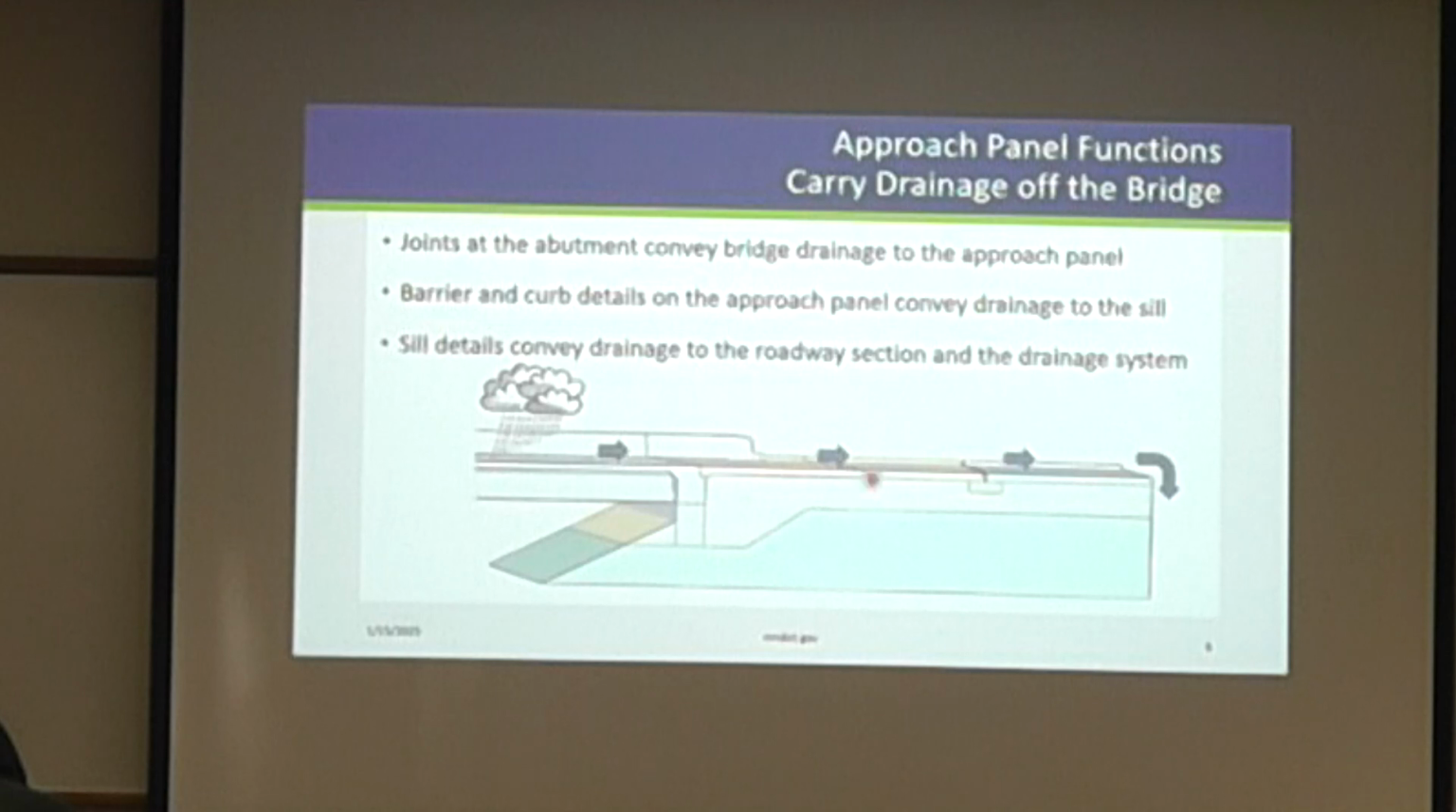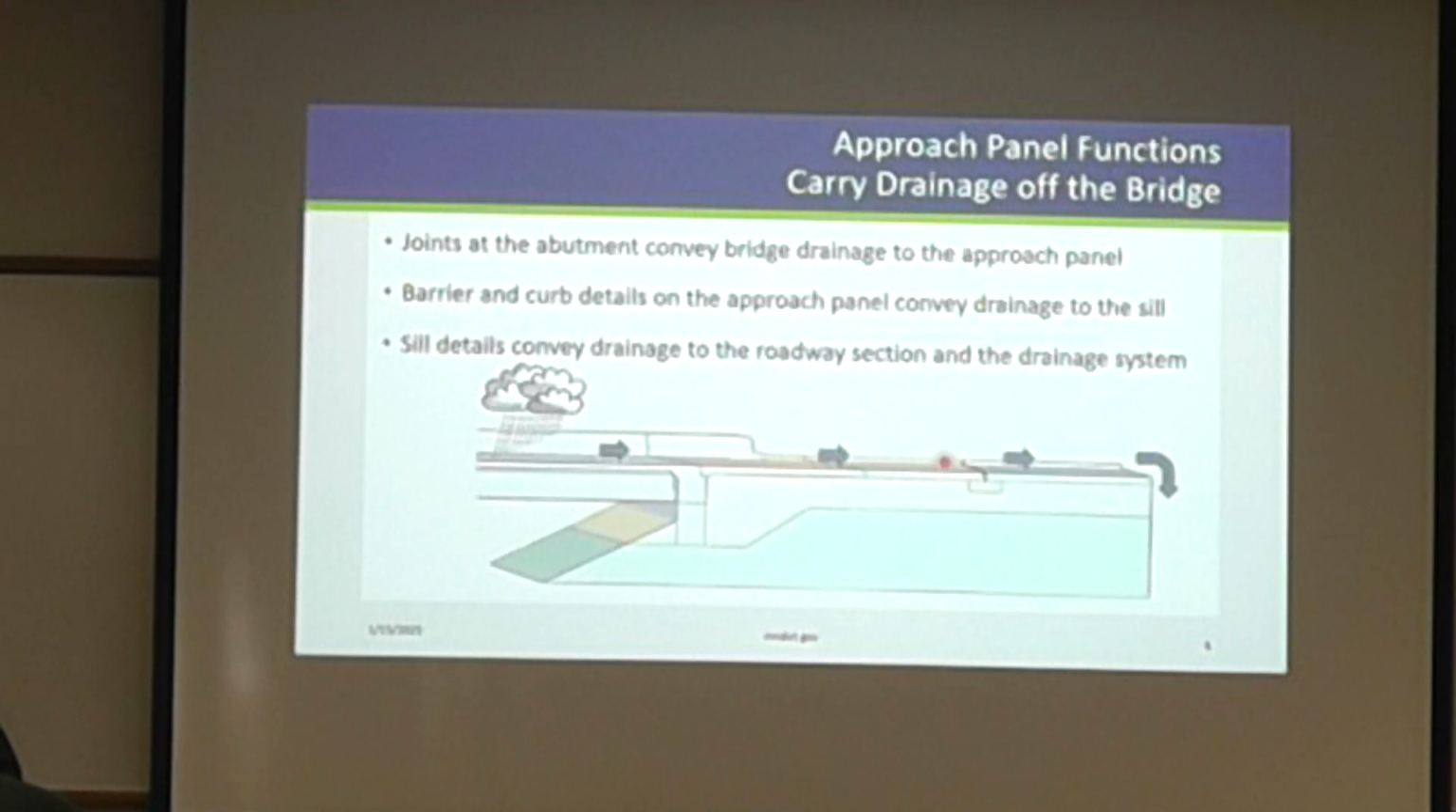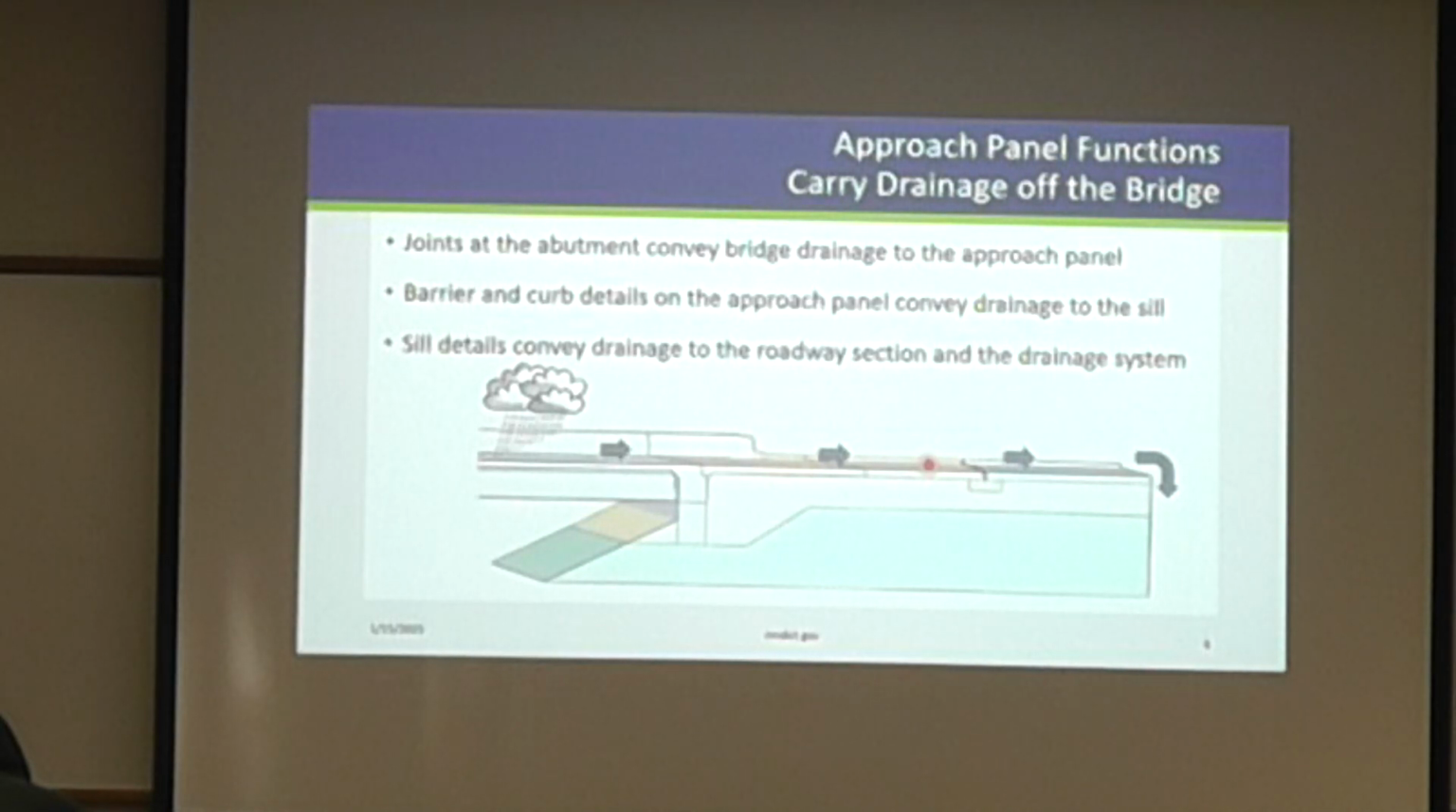And then once they get on the approach panel, we have the barrier and the curb sections that ensure that the drainage can continue on the approach panel. And then when you get to the sill, if there's a joint there, the joint is meant to also convey that drainage beyond the sill onto the roadway system and then onto a drainage system. Hopefully it doesn't look quite like this, but I'll keep my picture.